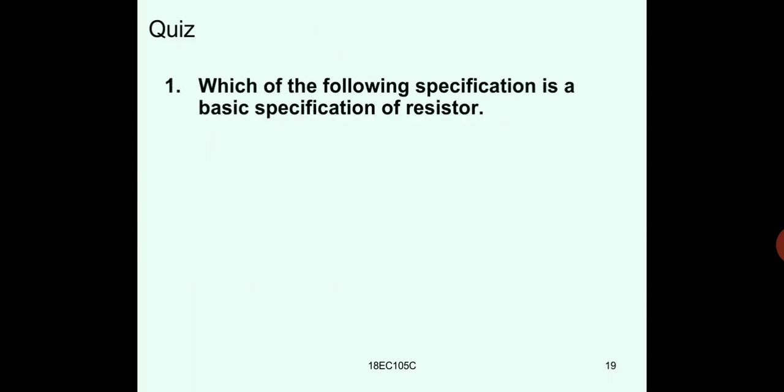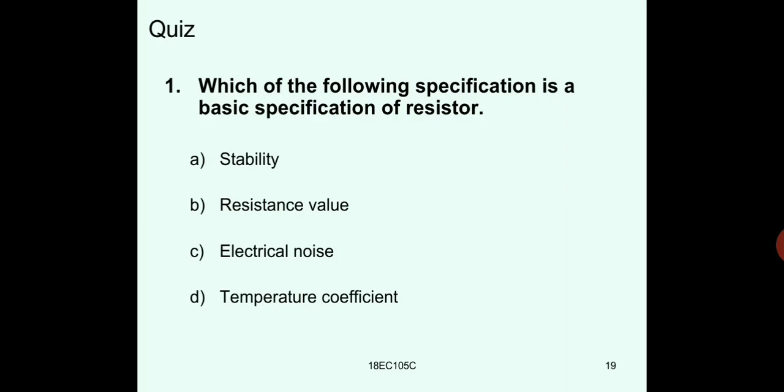Now let us check our memory capacity by looking at a small quiz. Which of the following specifications is a basic specification of the resistor? Stability, resistance value, electrical noise, or the temperature coefficient? Which one? It is the resistance value, right?